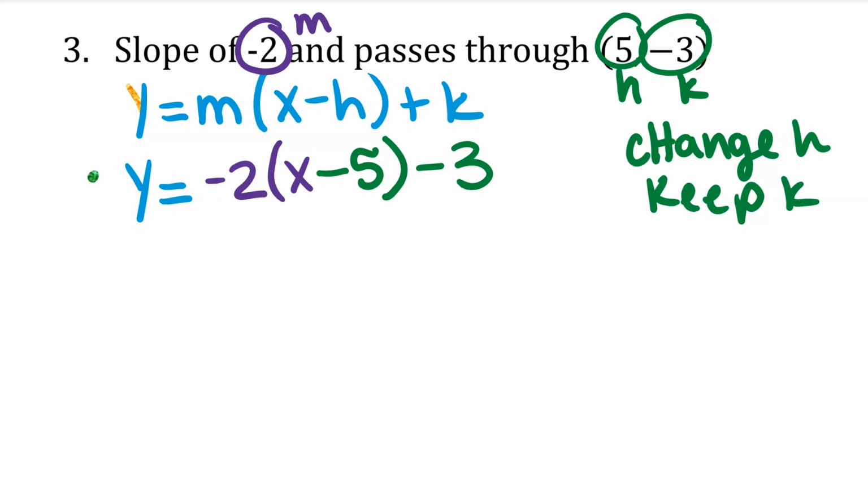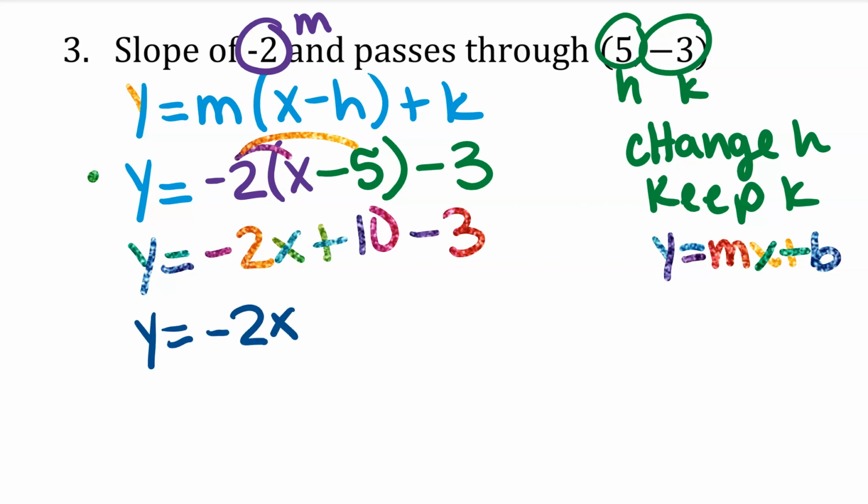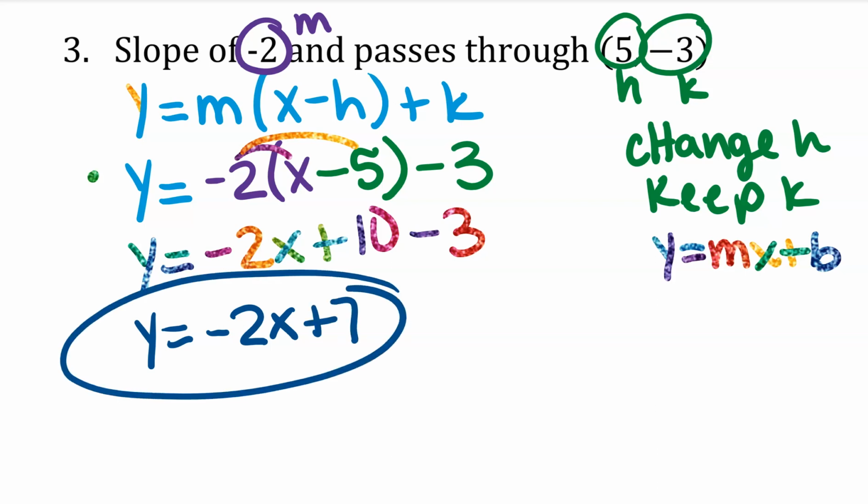This is good. This is what the first part of my problem asked me to do. But I need it in slope-intercept form, which is y equals mx plus b. So I'm going to take my -2 and distribute it. So y equals -2 times x is -2x. -2 times -5 is +10, minus 3. Alrighty, now we just need to combine our like terms. So -2x, and then 10 minus 3 is 7. So this one is good to go. It's in y equals mx plus b. I'm happy, you're happy. We're doing good things.